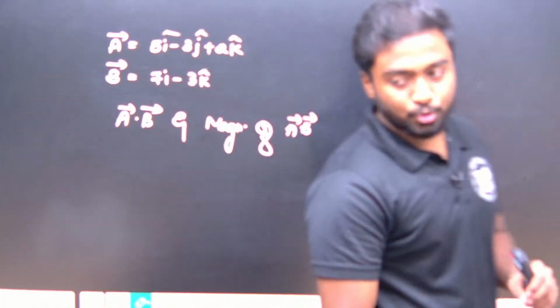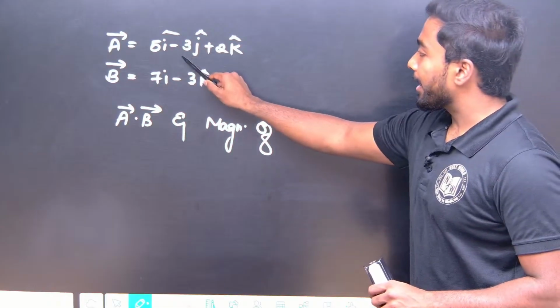So now what should we do? I should take the A vector and B vector and do the dot product. First I will get the answer for this one. Whatever answer we get, I will take the magnitude of that. I will get that for the second one. Okay. So what will I do?